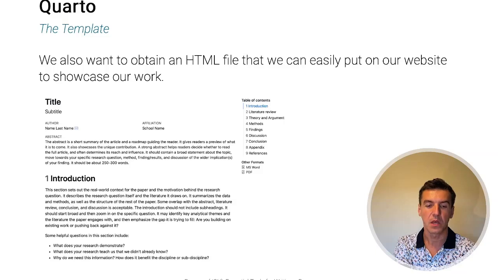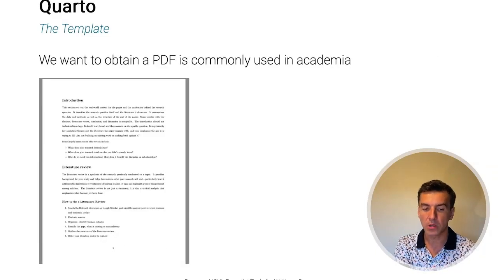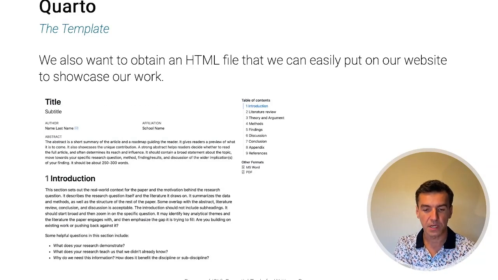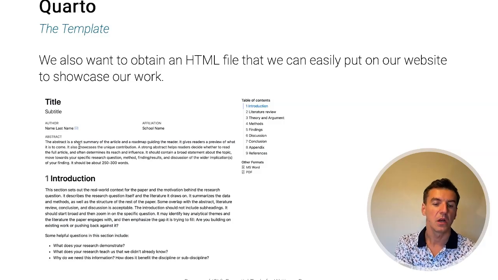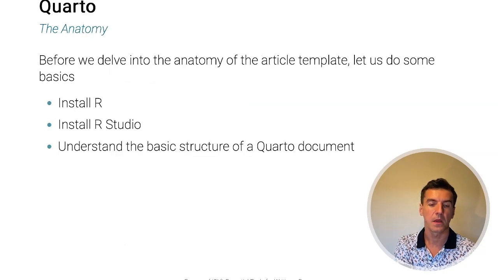But in addition, the same content without changing much is represented here as an HTML document that you can subsequently upload to your website, where you have exactly the same elements: title, subtitle, author, abstract, introduction, and so on and so forth. Okay, so this was kind of an intro to what the ultimate outcome is. Let us now install Quarto.